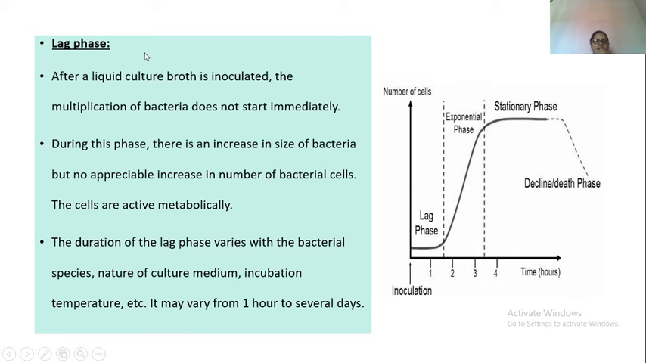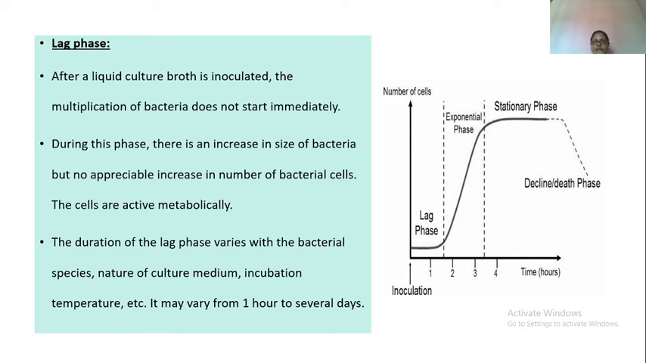Here I have lag phase. Lag phase is the first phase. If you can see the diagram in the graph, this line which is parallel to the x-axis is the lag phase. That means the time is increasing. So in lag phase, only the time increases, but the number of cells you see is constant. Lag phase is the phase where there is no multiplication taking place.